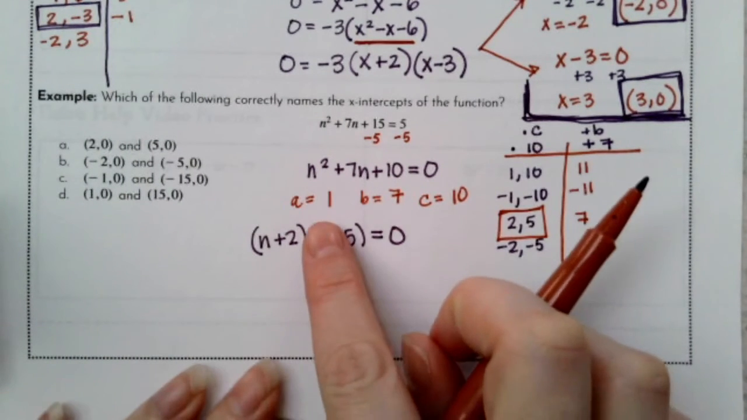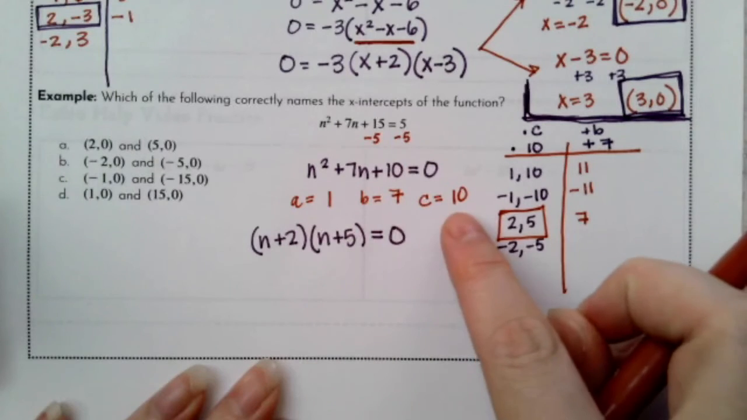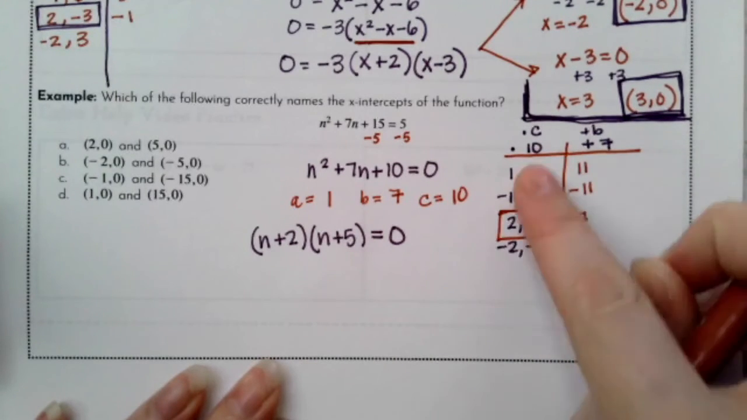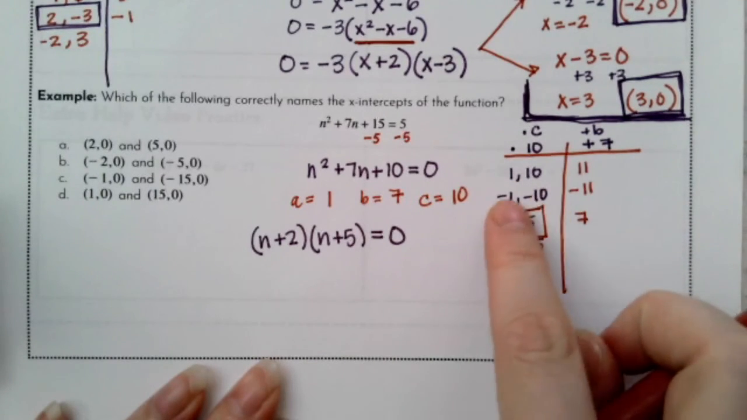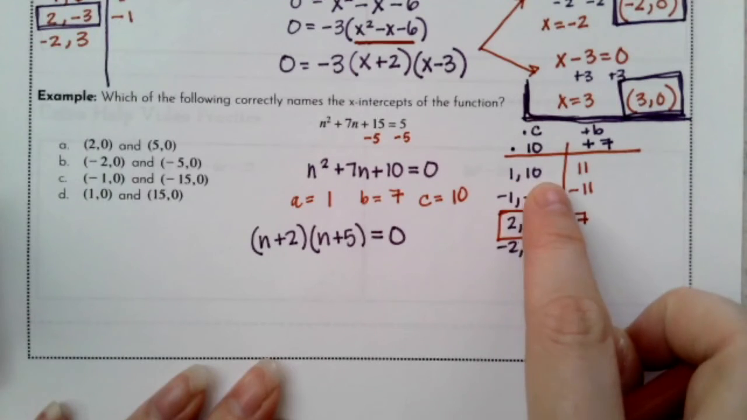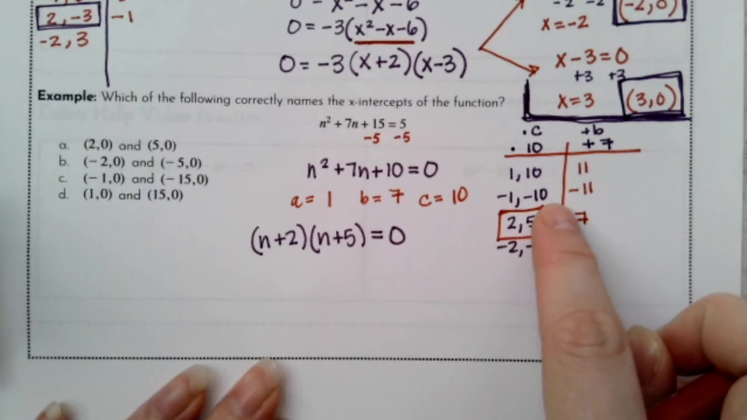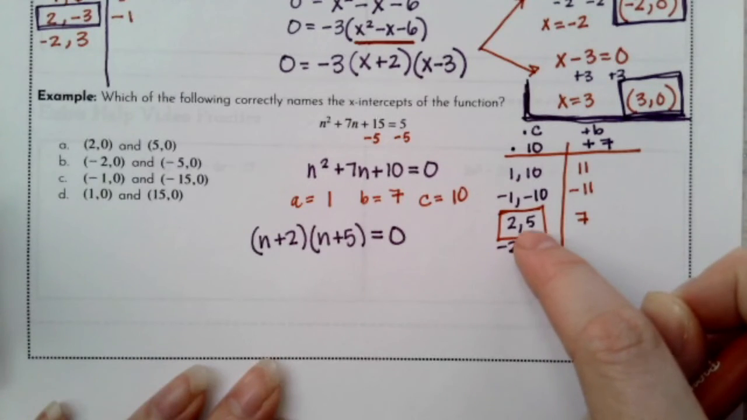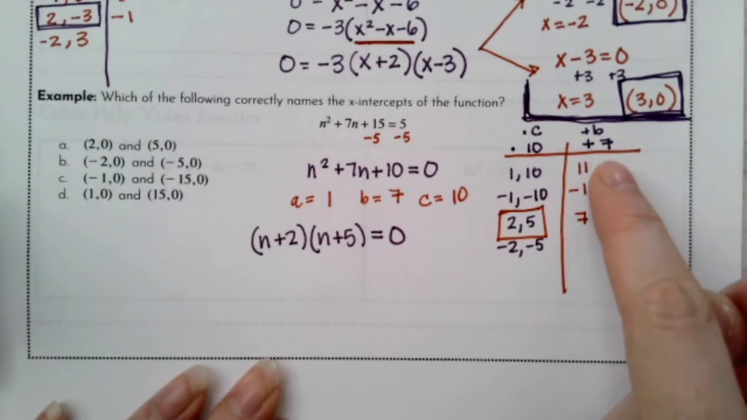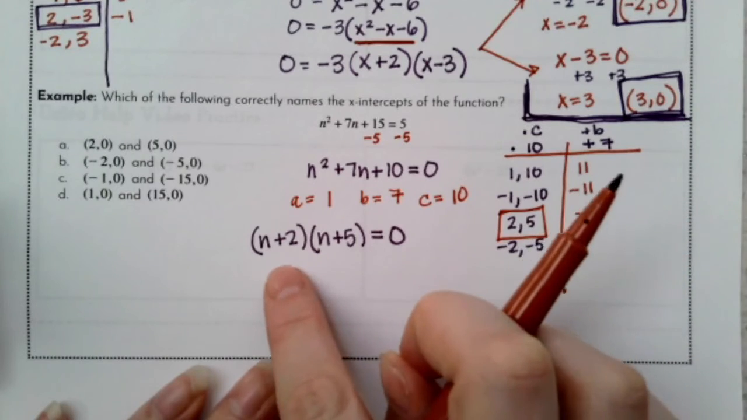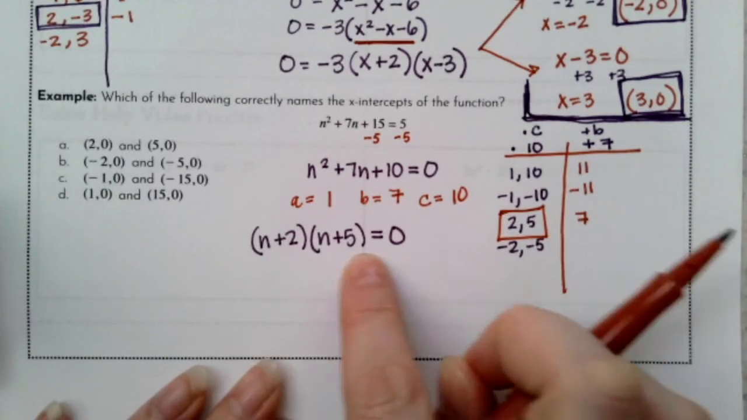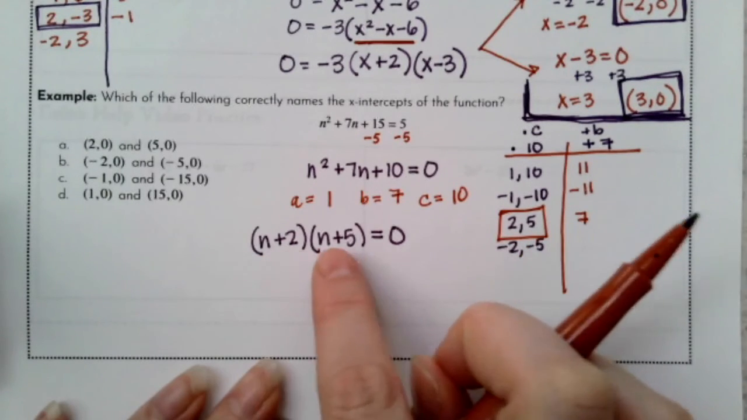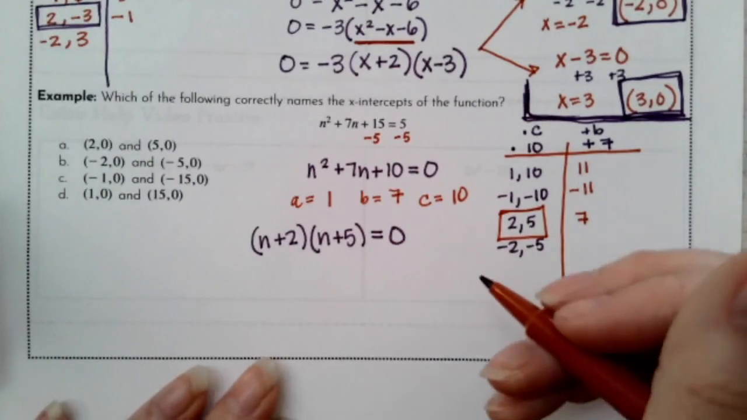So I labeled my A, B, and C. A is 1, B is 7, C is 10. And then I filled out my T-chart. Remember, we need 2 pairs, so I have positive 1 and positive 10, but then also negative 1 and negative 10, and the same thing for 2 and 5. So the pair that multiplies to positive 10 and adds to positive 7 is 2 and 5, so I wrote my factors like this. So n plus 2, n plus 5 equals 0.